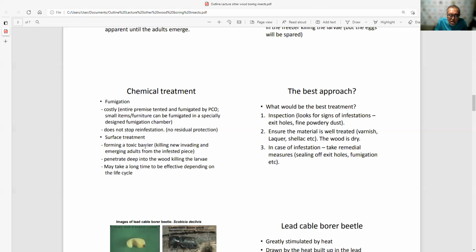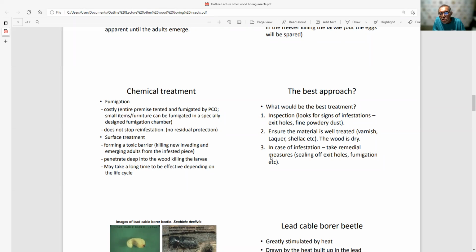This is, what do we call this, contact poison. It penetrates deep into the wood, killing the larvae. Not only is it a contact poison, but actually it seeps through, meresap ke dalam, and kills off the larvae. It may take a long time to be effective depending on the life cycle.